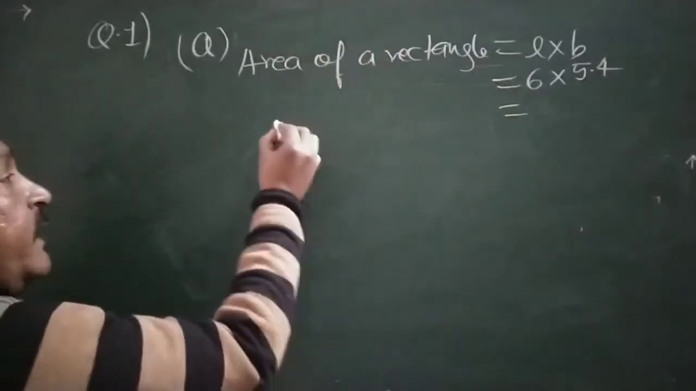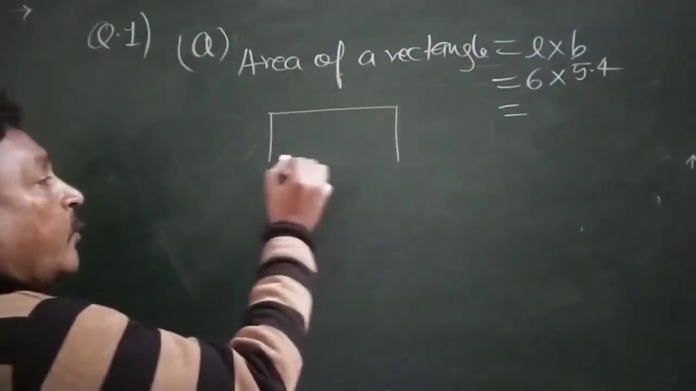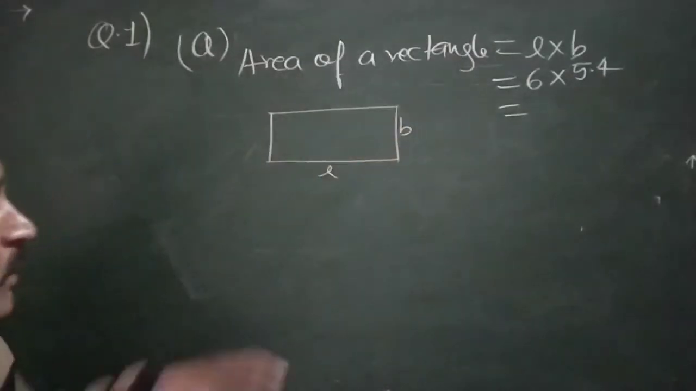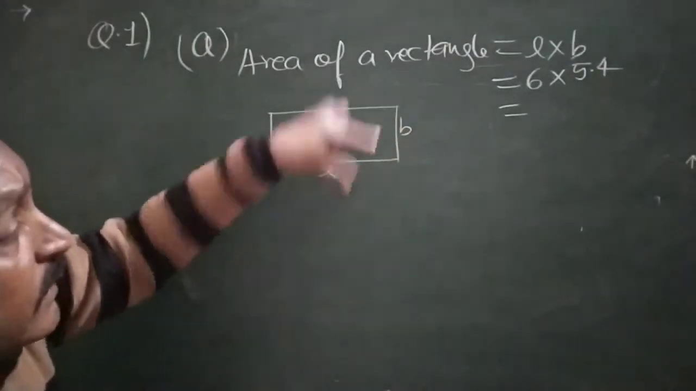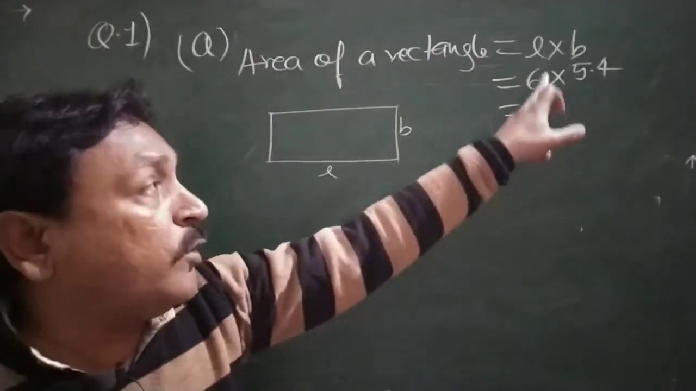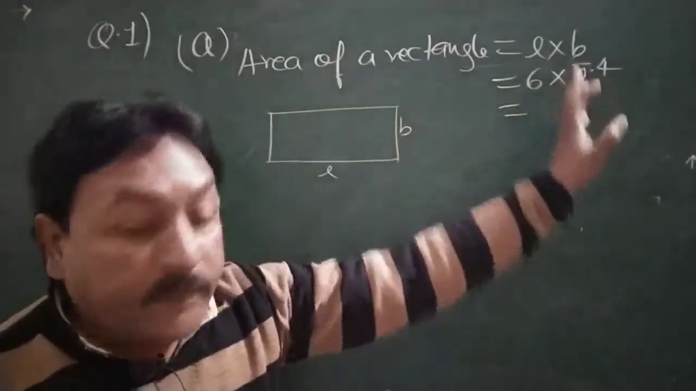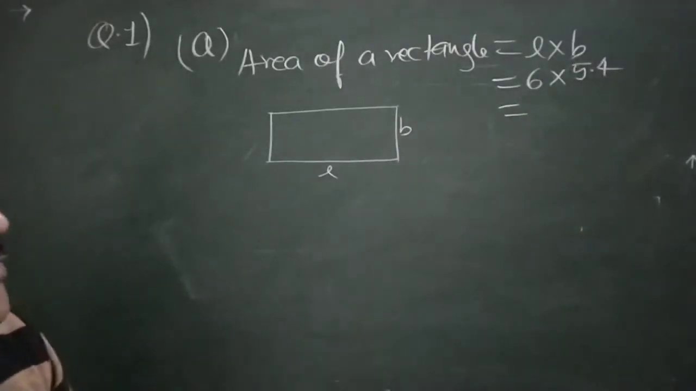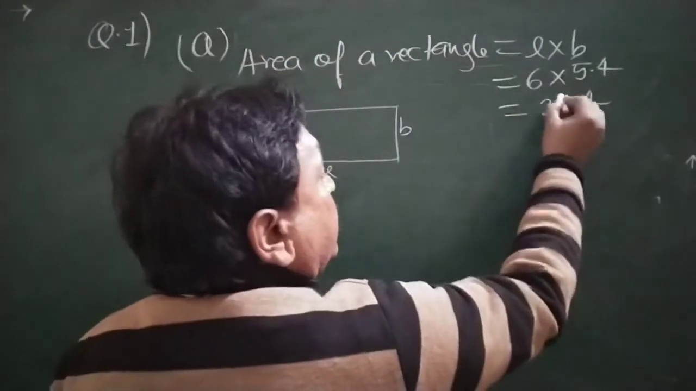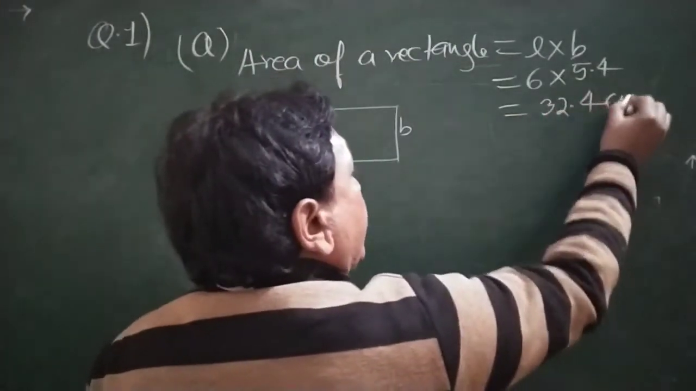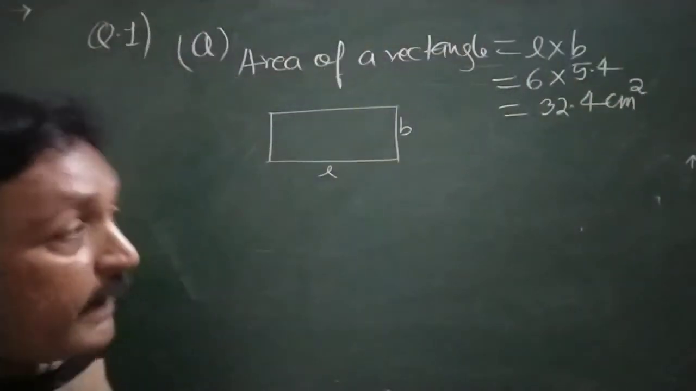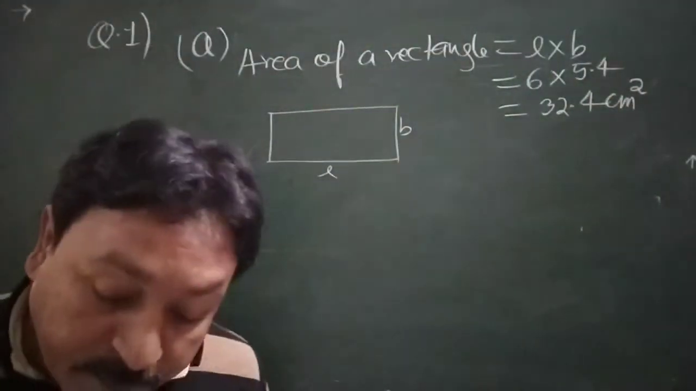Always keep one thing in mind, that a rectangle has length and breadth. Length is larger than breadth. Always keep this in mind. So 6 is more, so it is the length, and 5.4 will be the breadth. So what do we have to do? We just have to multiply. The answer is 32.4 centimeter square. Don't forget to put the square. In this way you have to do part B and part C.